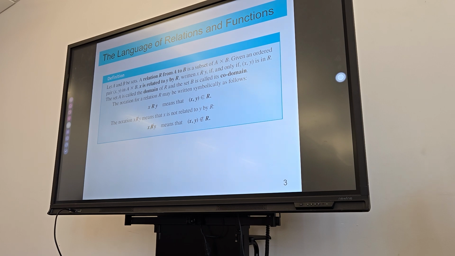Okay. A is called the domain. B is called the codomain. R with a slash through it means that they are not related. x and y are not related by R, but some relationship exists. The set R is a subset of the Cartesian product of A and B.